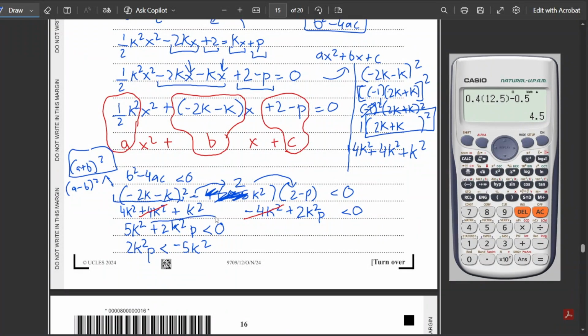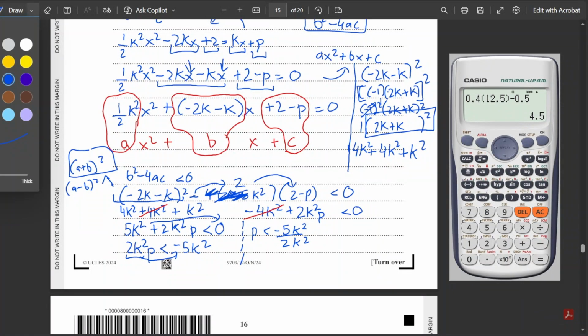So I take this 5k squared, send it to the other side, and now I can take this 2k squared to the other side. It's multiplying over here, so when I put it over there, it's going to divide. So I'm going to get p is less than negative 5k squared over 2k squared. Now the k's cancel each other out, so this k cancels this k, and I'm going to be left with p is less than negative 5 over 2.